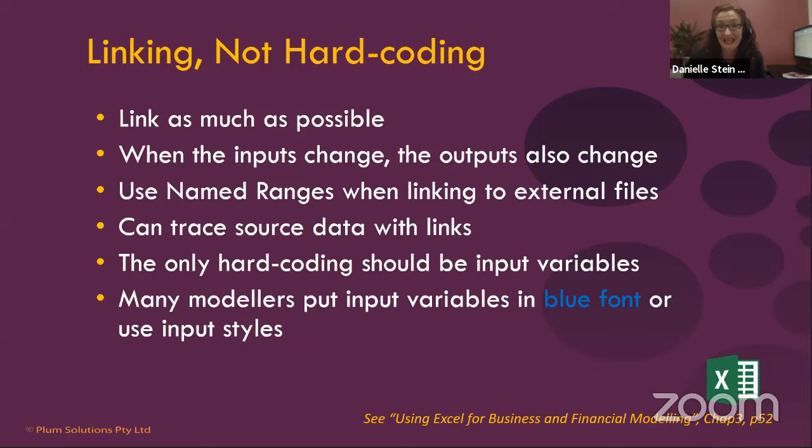So always linking, not hard coding, because you want to be able to link back and trace and see where the numbers are coming from. If you are going to link to external files, I prefer not to link to external files if you can possibly help it. But if you do want to link to external files, then perhaps using named ranges is not a bad idea, because that's just a bit more consistent. It's more robust. So rather than using a cell reference, if the cell reference changes, then the named range will be more of a robust way of building the formula.